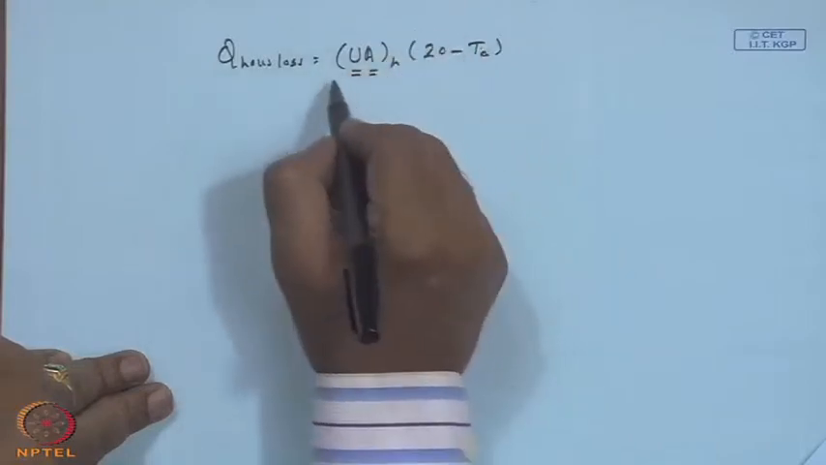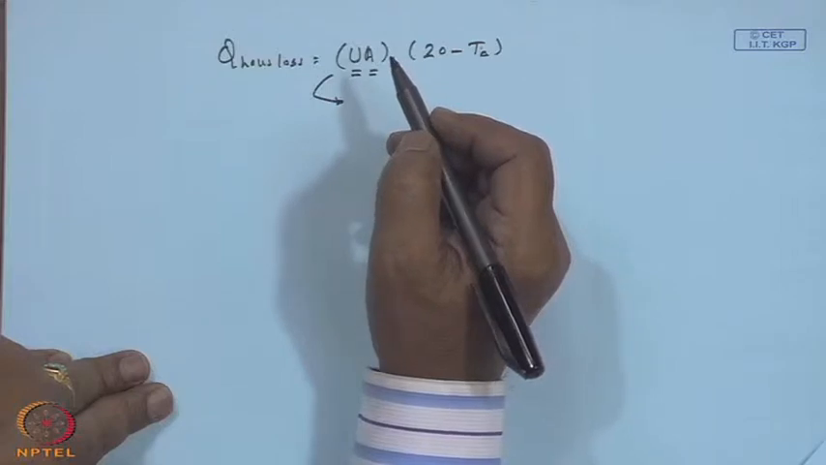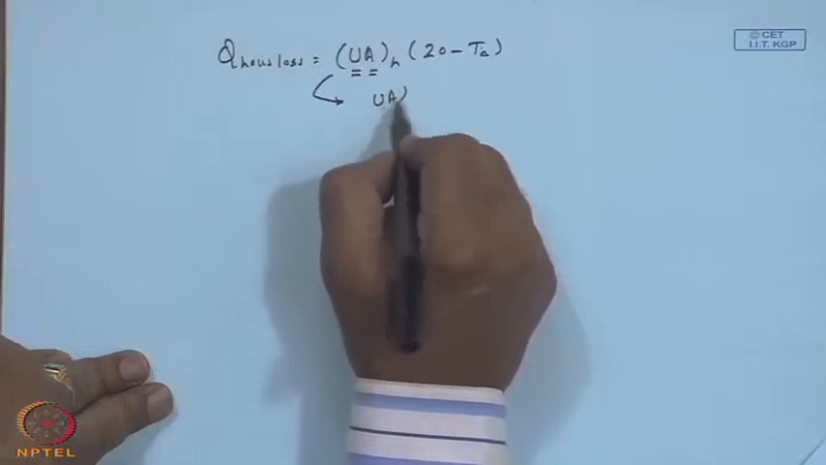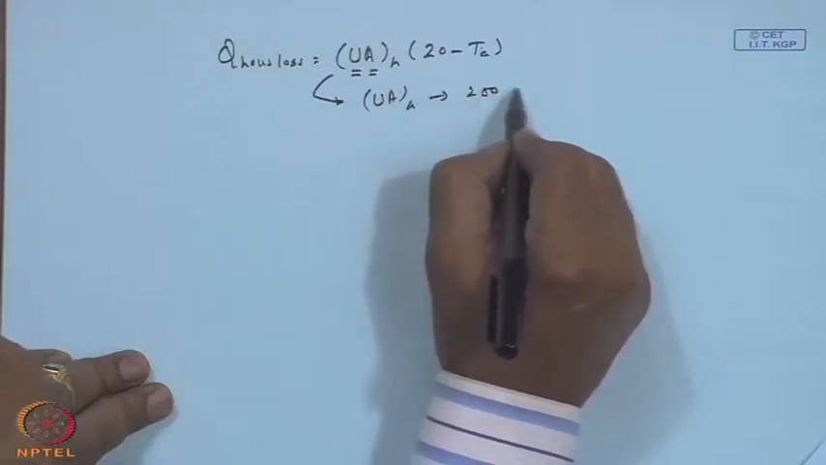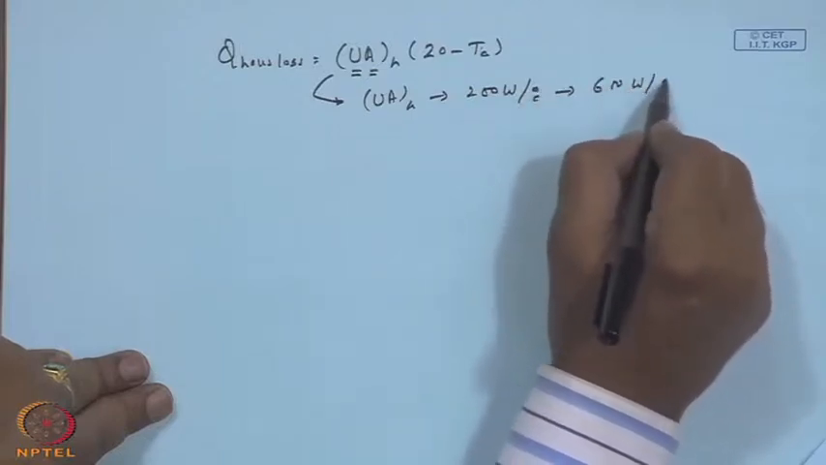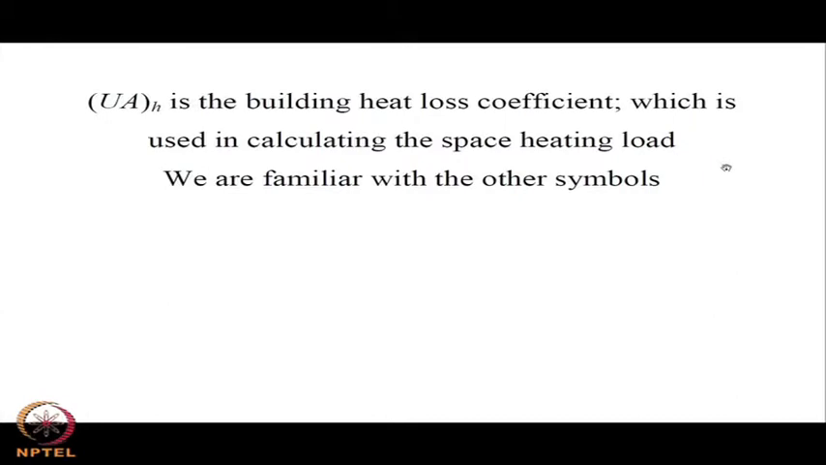So, this is nothing but an overall loss coefficient multiplied by the area participating, multiplied by 20 minus T A. If you have a standard construction of one bedroom or two bedrooms, you may have a UAH typically from 200 watts per degree C to 600 watts per degree C, depending upon how well it is insulated or how well it is not. So, this is used for calculating the space heating load, and the other symbols like UL, FR, tau alpha normal and beta we are already familiar with.